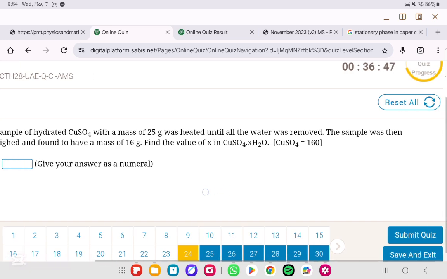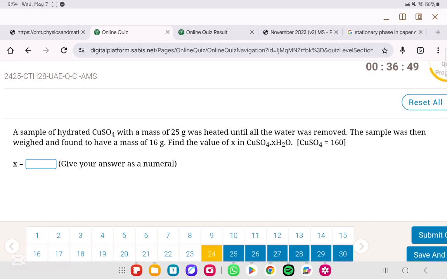A sample of hydrated CuSO4. Okay, this is a very nice question. With a mass of 25 grams was heated until all the water was removed. The sample was then weighed. Okay. Alright, perfect. So look, take all the information. You have, first of all, the initial mass is 25 grams of what? CuSO4·xH2O. This is what we're dealing with. It was initially 25 grams. All of it was heated. It was heated until all of the water was removed.